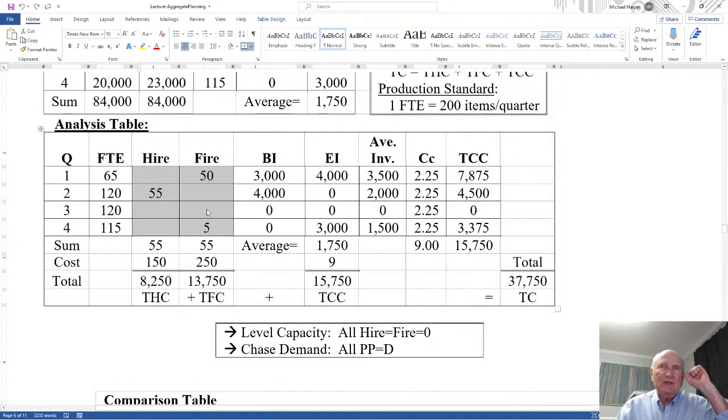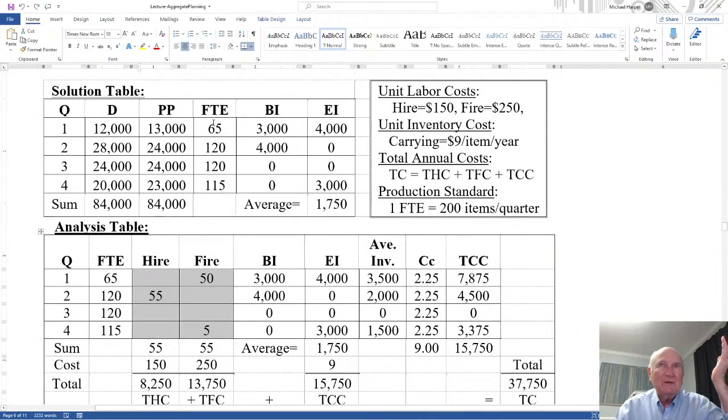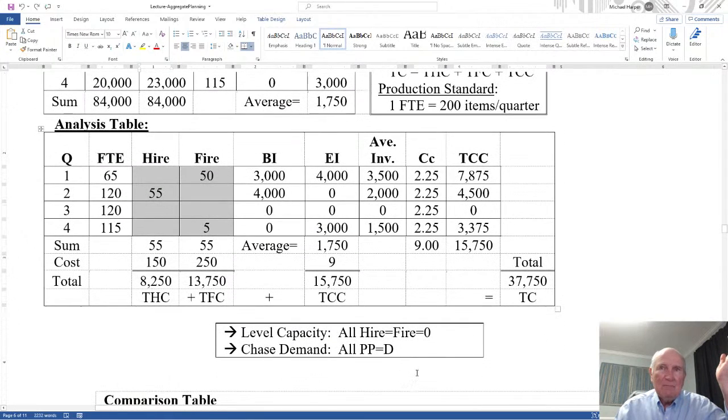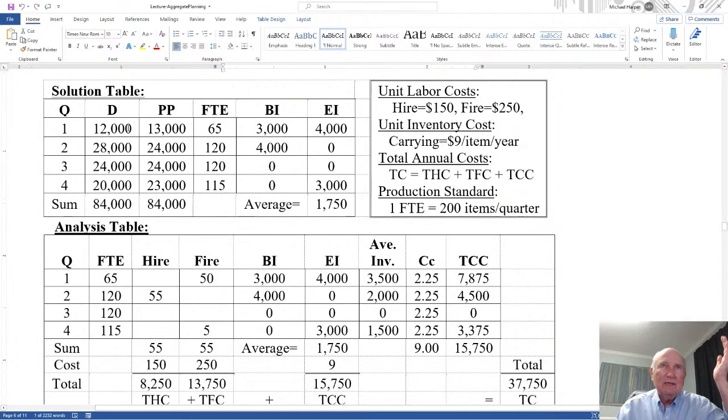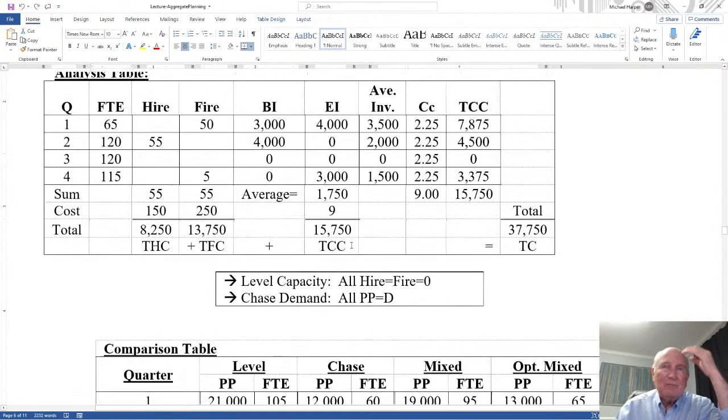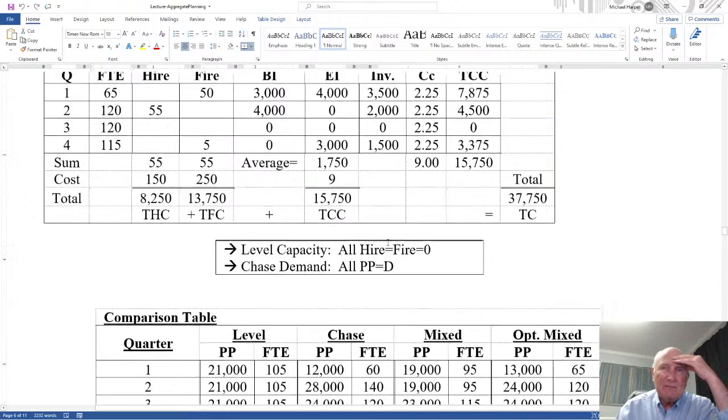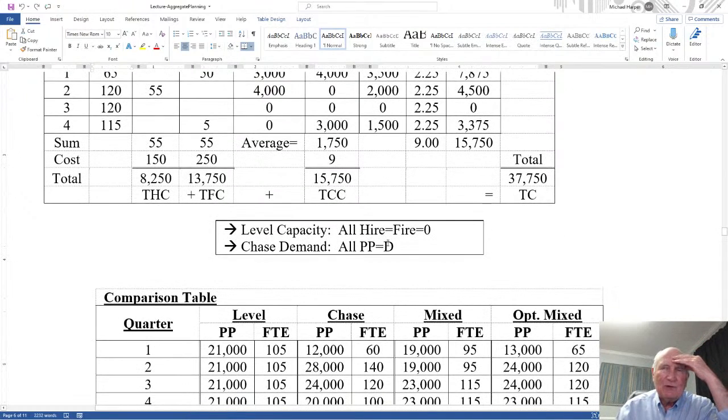And if I do, what's that going to give me? Level capacity. Whoops, I'll do that up here. Make all those the same. Make all the hire and fire 0. I get level capacity. But what if I force the production plan to equal the demand up here? Boom, I have chase demand. So I can come up with all different plans by modifying my LP. And you'll see how that works.